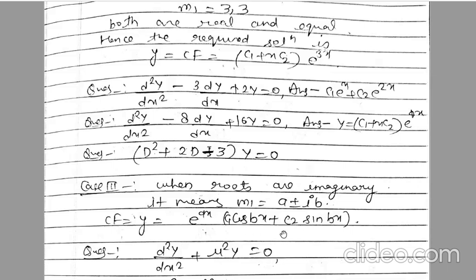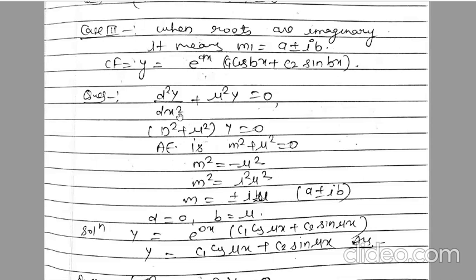So there is an example, d2y upon dx2 plus mu square y is equal to 0. So we can write it (D square plus mu square) of y is equal to 0, and the auxiliary equation will be m square plus mu square is equal to 0. m square is equal to minus mu square. If minus 1 is there, then you will write minus 1 as iota square, because iota square is equal to minus 1. So always we will put minus 1 as iota square, right? So m square is equal to iota square mu square. So m is equal to plus minus iota mu.